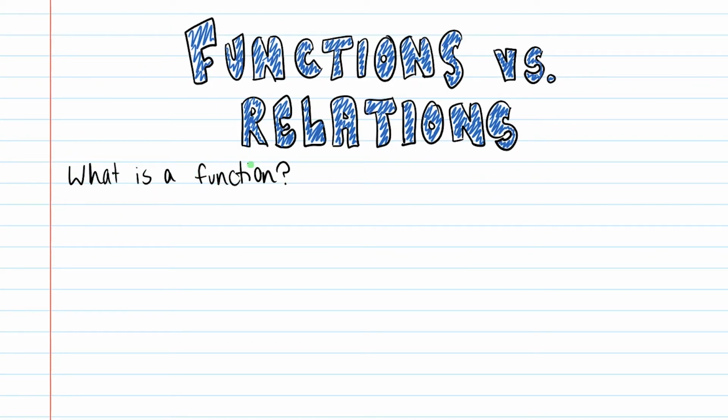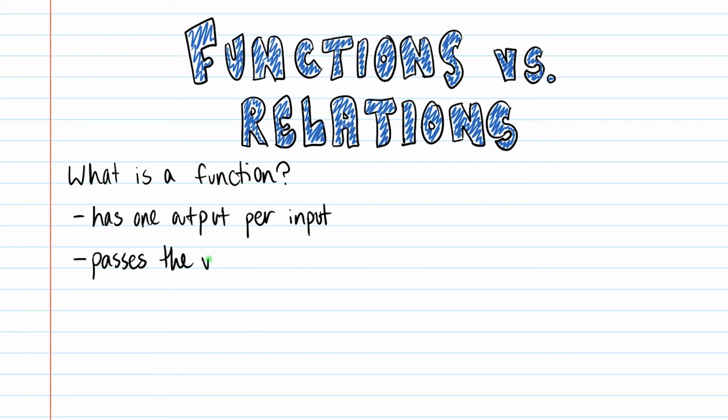So I'll write that down here. What exactly is a function? Again, it's going to have one output per input, and it's also going to pass something called the vertical line test, which I'll demonstrate for you shortly.